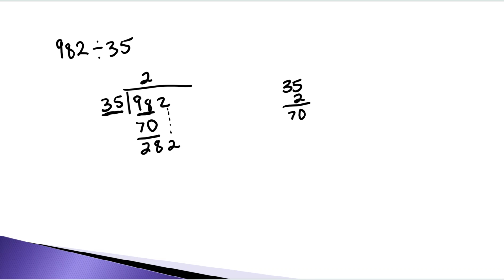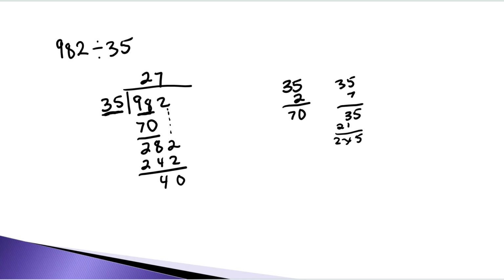35 is pretty close to 40, though. 4 goes into 28 7 times. So I'm going to guess 7. My 7 goes up there. And then I take 35 times 7. 7 times 5 is 35. And then 7 times 3 is 21. 5, 4, 2. That works. 242. And I subtract down. 2 minus 2 is 0. 8 minus 4 is 4.